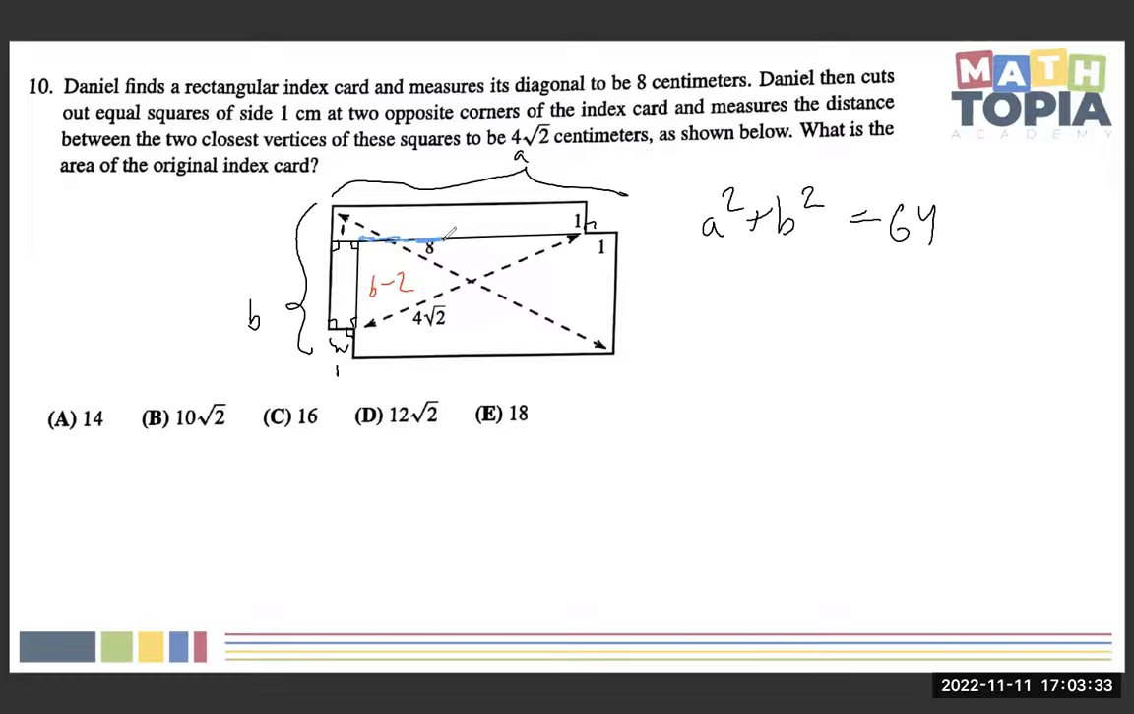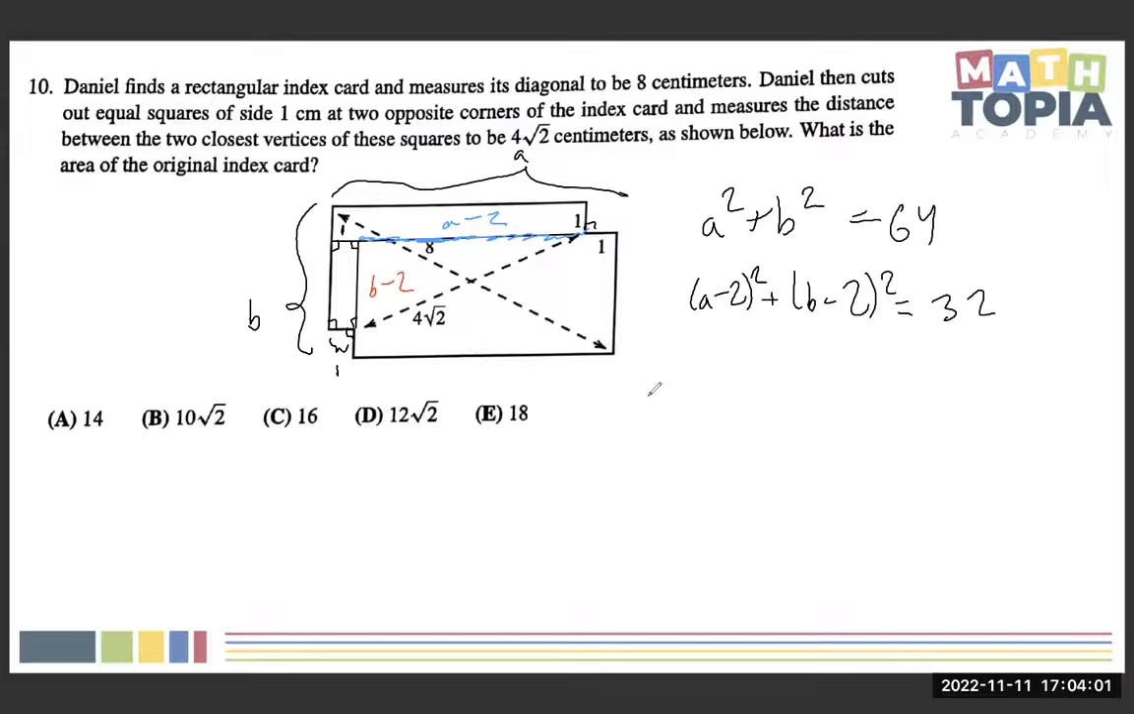And this length here is A minus 2, right? So disregarding those edges, what that tells us, by the Pythagorean theorem, is that (A minus 2) squared plus (B minus 2) squared is equal to (4√2) squared, which is 32. Well, now we have enough information to solve the problem, right? Because we have two variables and two equations. We can solve for A and B.